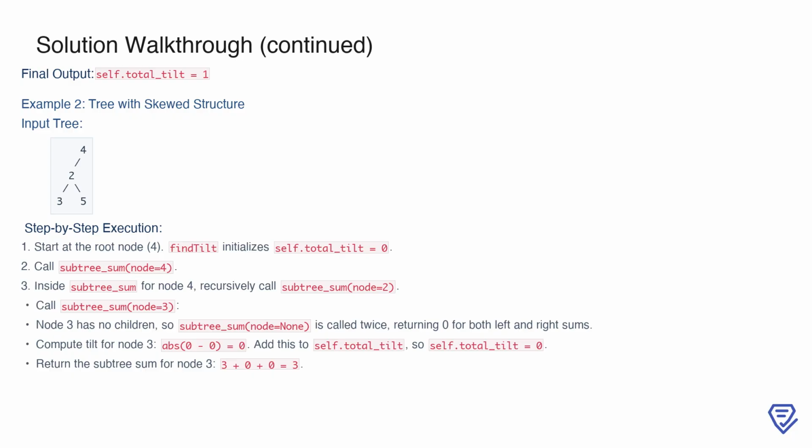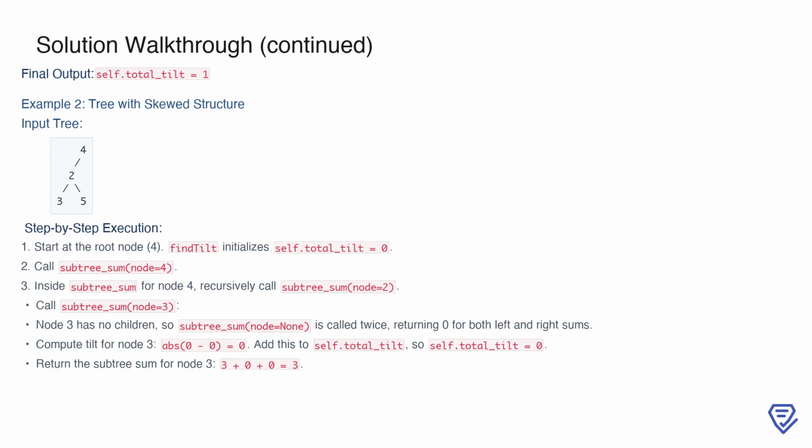Now, let's examine another example with a skewed tree structure. Here, the root node has a value of 4 and only a left child with a value of 2. Node 2, in turn, has two children, 3 and 5. As always, we start at the root node, initializing self.total_tilt to 0. The subtree_sum function is called for node 4. Inside this function, we first process the left child, node 2.